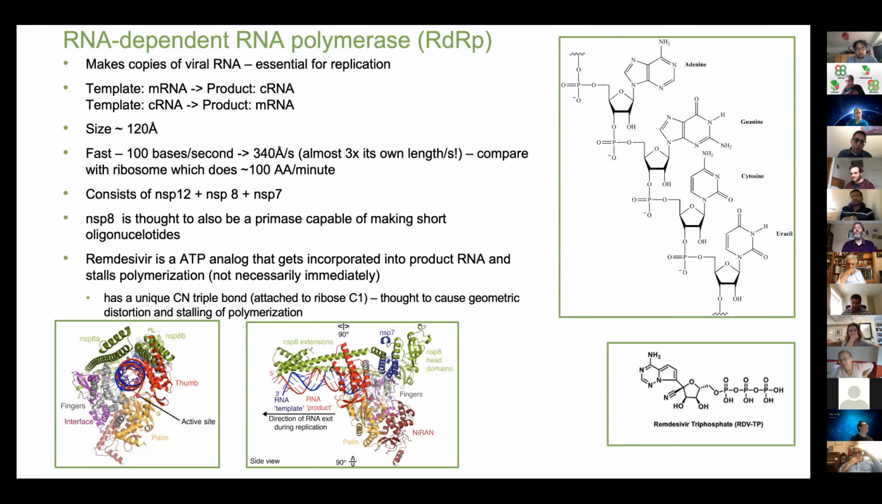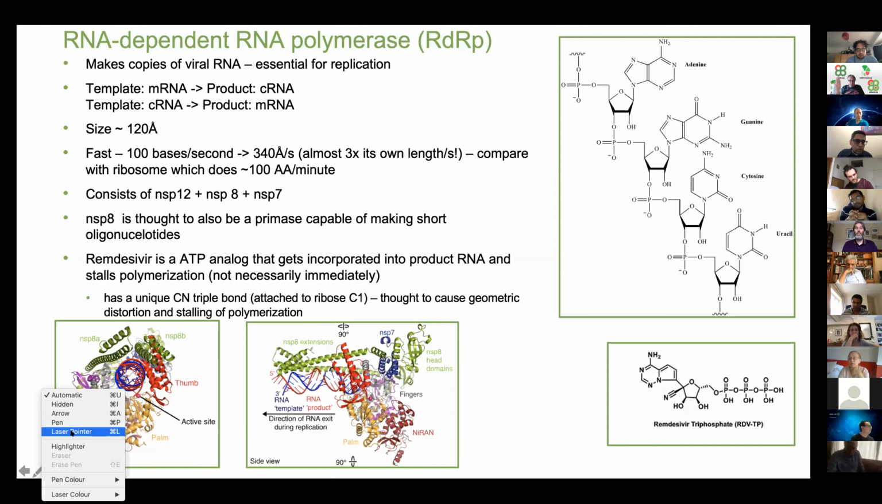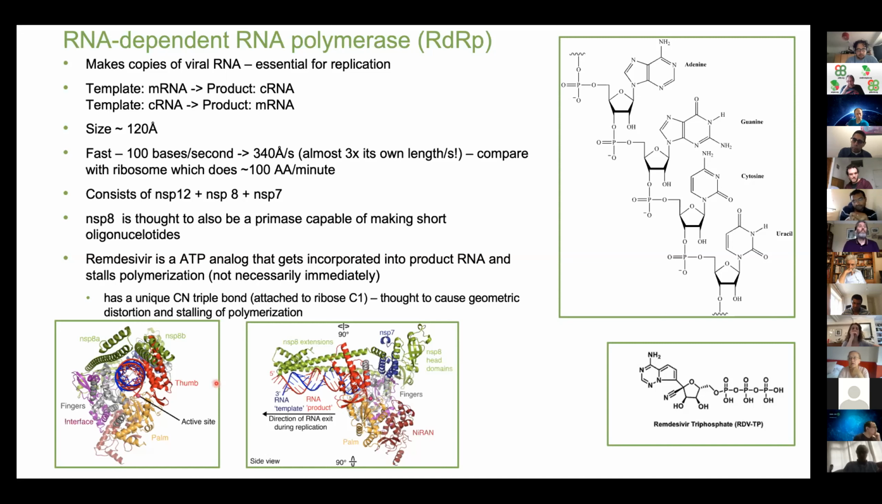In terms of the way that this looks, they often describe it as, look at your right hand when your palm is facing your face. Can you see my pointer? Yeah. I'll just change the pointer to a laser pointer. So you have a thumb, you have your fingers, and between your thumb and fingers, you have the active site. And if you turn your palm anti-clockwise, you can see that this is now seen from the side. So you have the duplex sticking out in this direction.